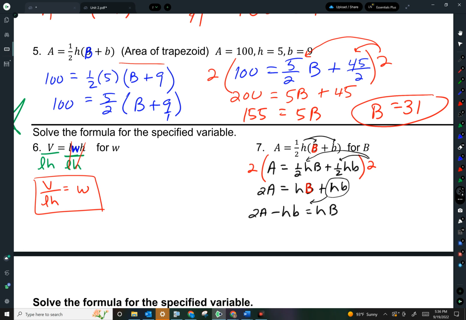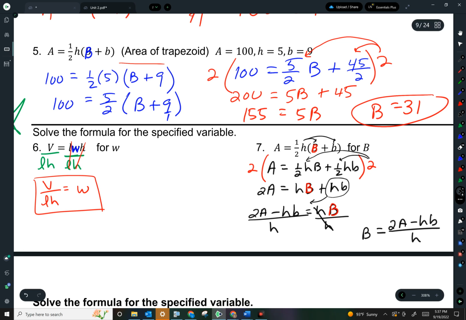Okay? And then my final step, again, if I'm trying to get that B by itself, I'm trying to get rid of the H. Since H is being multiplied, I'm just going to divide by H. And so remember, whatever you do to one side, you have to do the other side. So I'm going to divide this entire thing by H. So they cancel out, and all I have left is that B equals 2a minus Hb all over H.